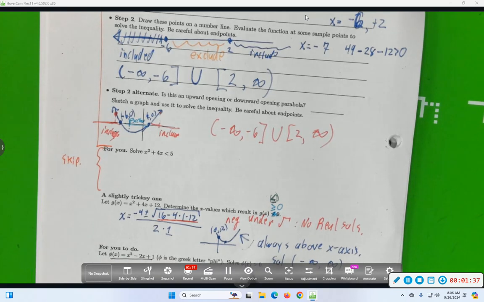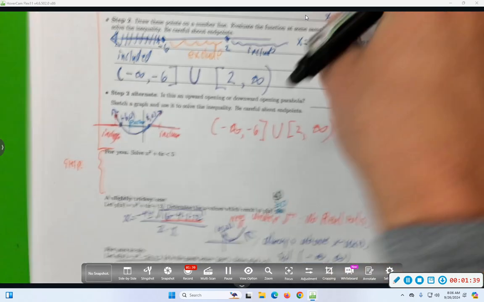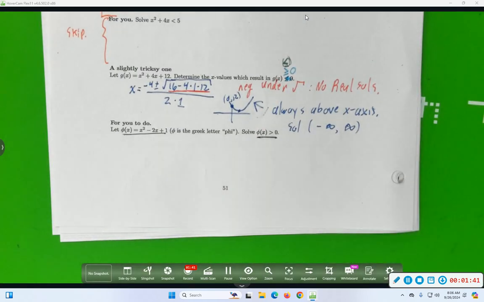There's a quadratic function. Let's figure out the one at the very bottom. Let's figure out where that is strictly bigger than 0. And so we have a plan. Step 1, figure out where it's equal to 0. Then check some sample points around those endpoints. And let's see.